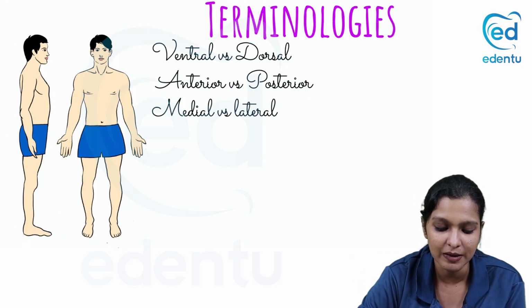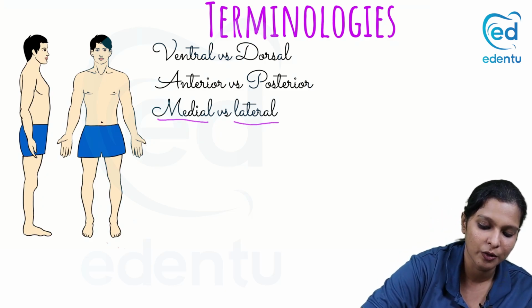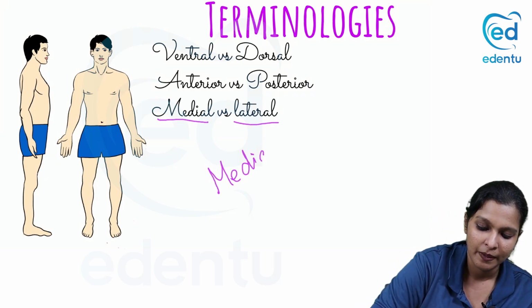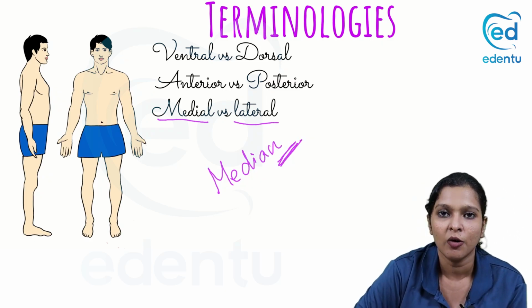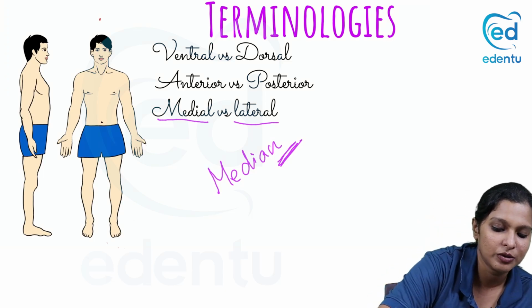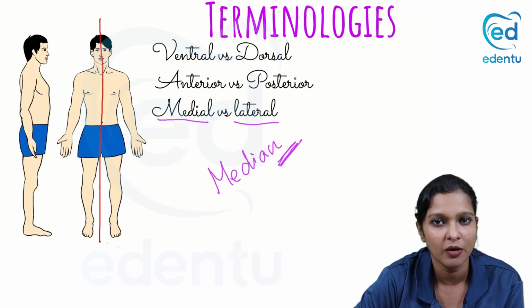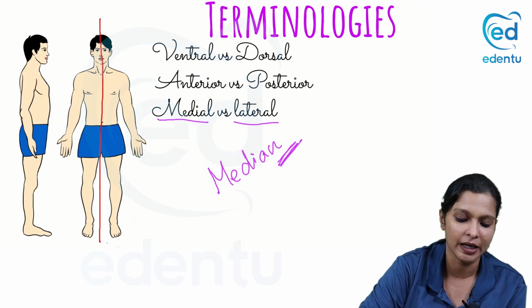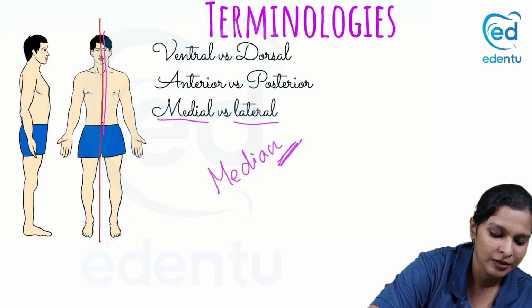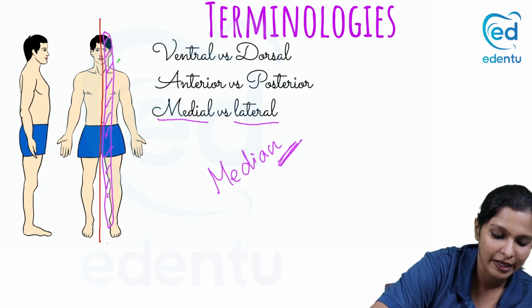The next terminology that we are seeing is medial and lateral. Now I already told you a word, median. Median always means in the midline. Medial means anything close to the midline. So let's assume this is the midline. So this is median, since it is situated exactly in the midline. Anything close to the midline is called medial. So this part is called medial. Anything away from the midline is called lateral.